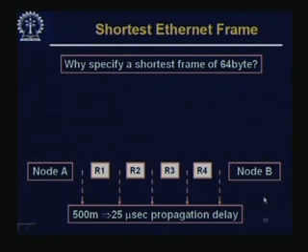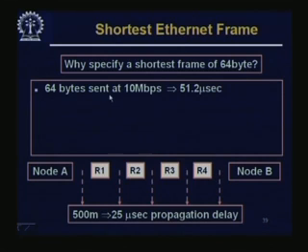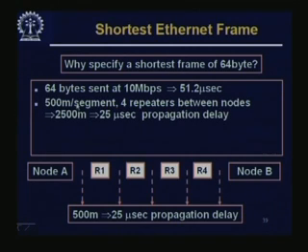So, what happens is that 64 bytes sent at 10 Mbps would take 64 into 8 is 512 bits. So, 512 bits at 10 Mbps is 51.2 microsecond. And then 500 meter per segment, 4 repeaters between the nodes. So, that means there are 5 segments, so 2500 meters in all.